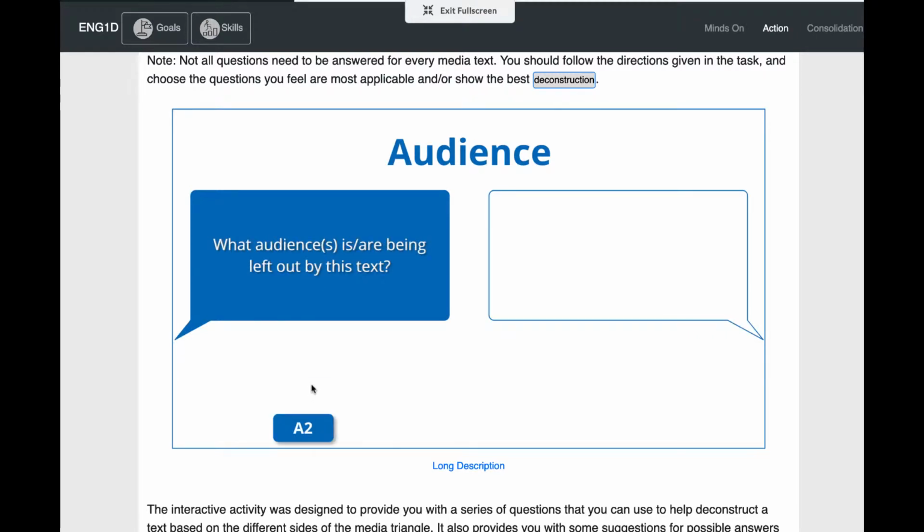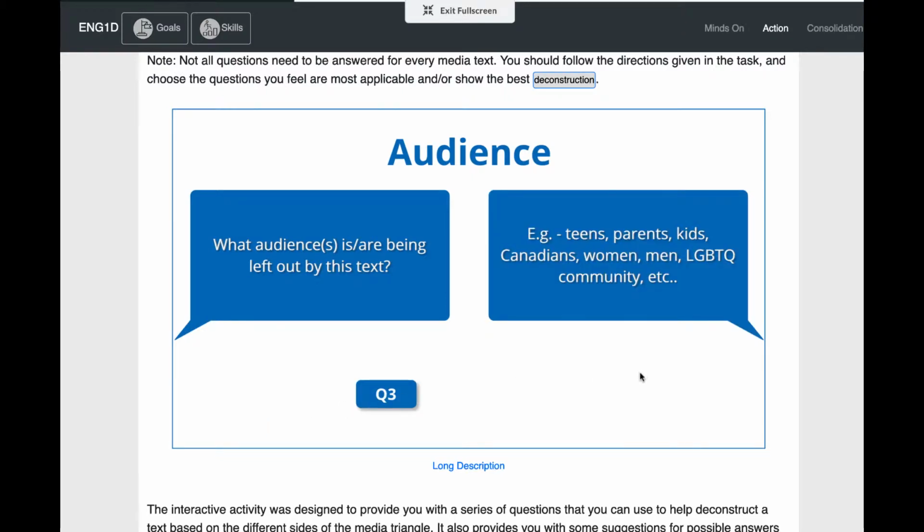What audiences are being left out of this text? Maybe if it's fairy tales, it's only geared to children, and that's it. So everyone else is left out.